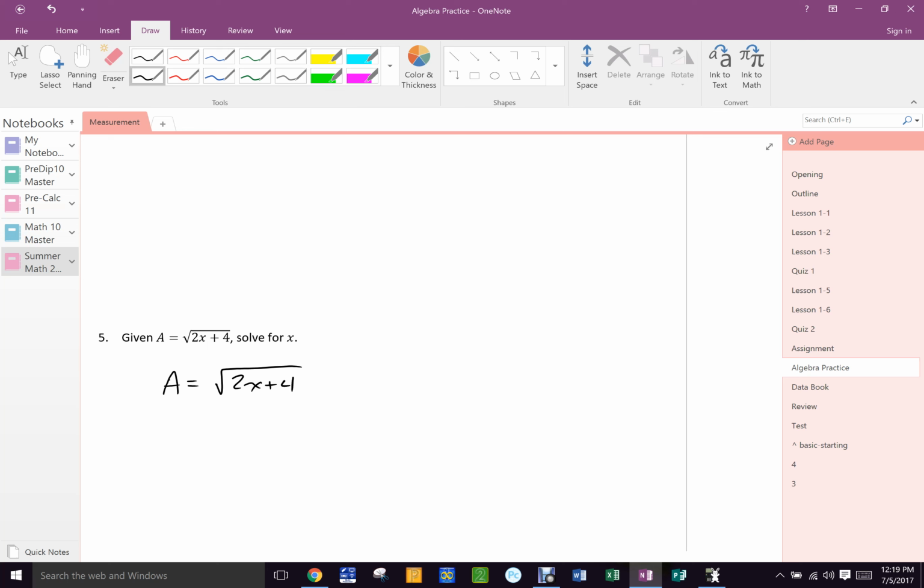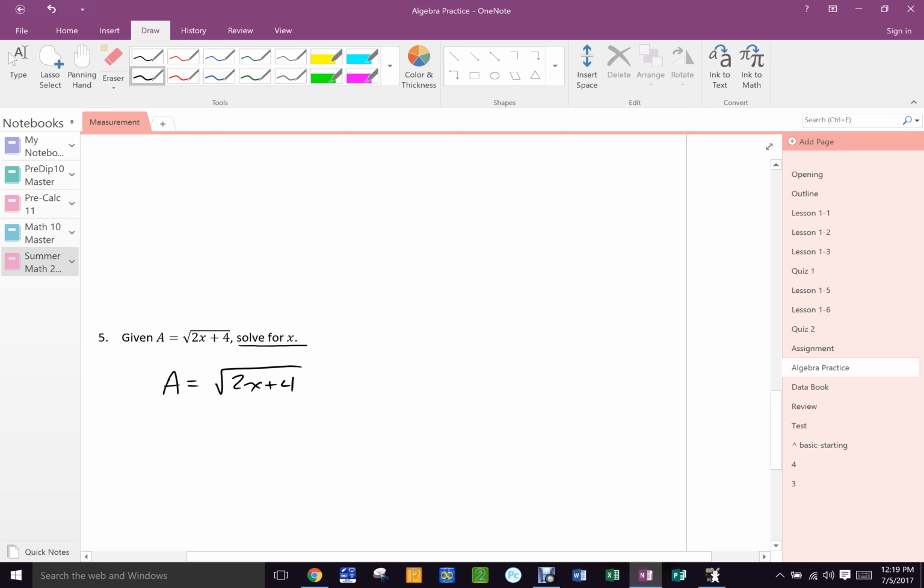What's the problem here? There's 2 variables, isn't there? I know nothing about this, do I? So what does this mean when I say solve for x? Find out what x is, which means get x by itself, right? Are we ever going to get a number for it? No, because we have 2 unknowns. Everybody with me? So let's start working that out.